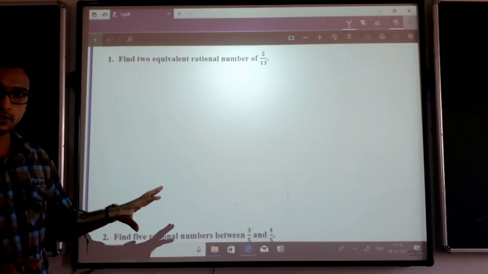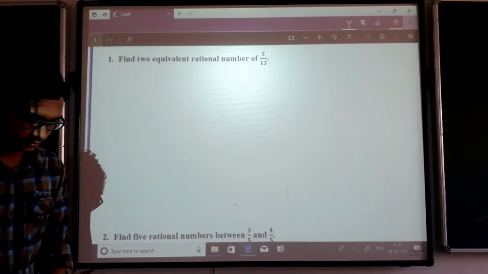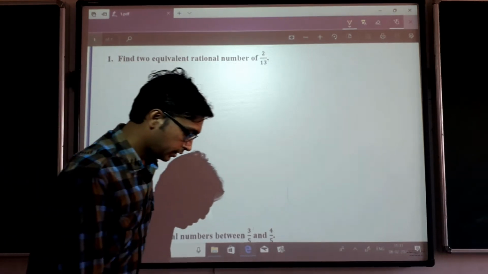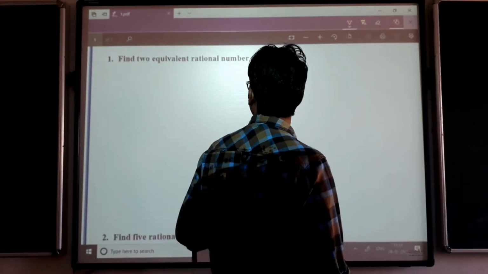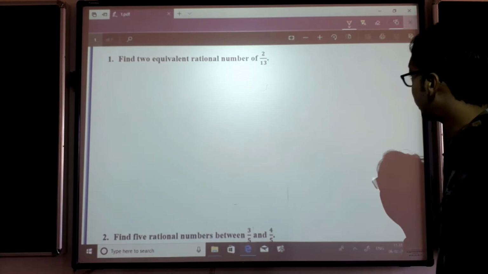Hello everyone, today we are going to revise chapter number 1, which is Number System of grade 9. Okay, so let's start with the first question. The first question is, find two equivalent rational numbers of 2 upon 13.